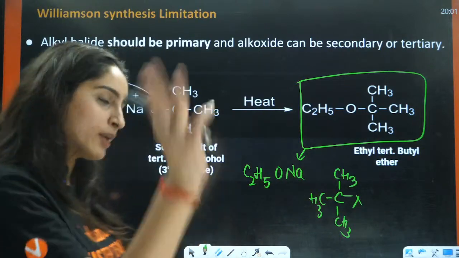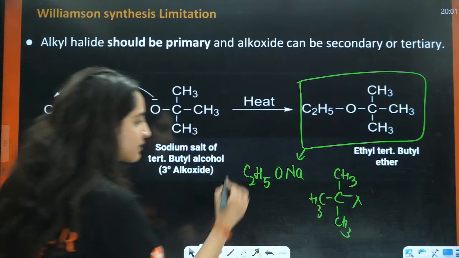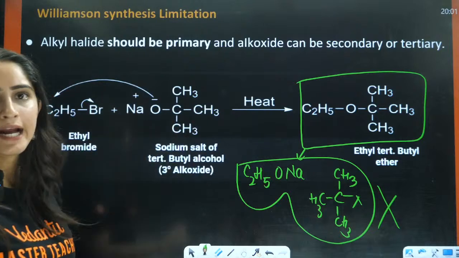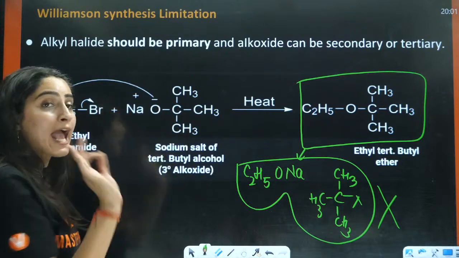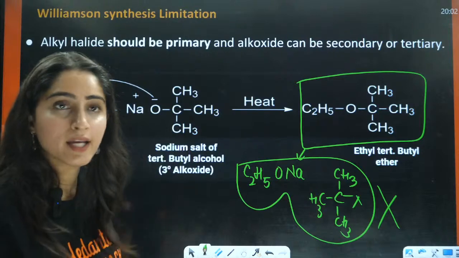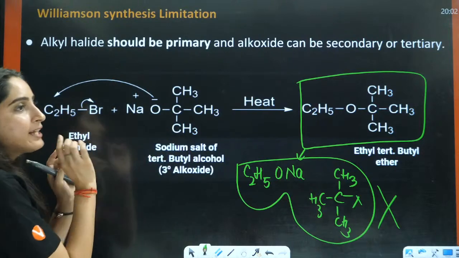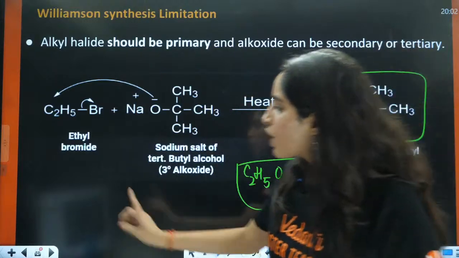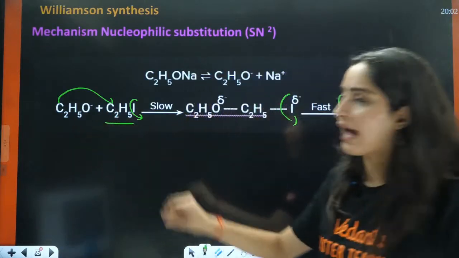What is the reason? Now let us go to the mechanism. Now I am saying this is the wrong way. This is not possible. Rather, this is the right way. Your alkoxide can be 1 degree, 2 degree, 3 degree, but alkyl halide cannot be 2 degree or 3 degree. It should be primary, right? Now what is the reason?